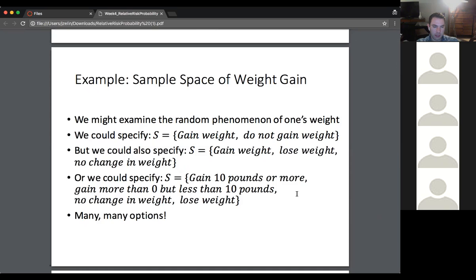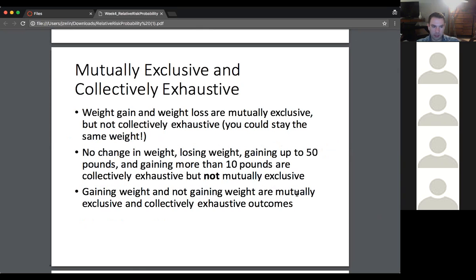but we're not going to discuss events that have infinite sample size. So here with a weight gain example, you can have the sample size equal to whether you gain weight or do not gain weight. And then we could also specify it as gaining weight, losing weight, or no change in weight, etc. You can make it as complicated as you want. However, weight gain and weight loss are mutually exclusive because you can't both be gaining and losing weight at the same time.